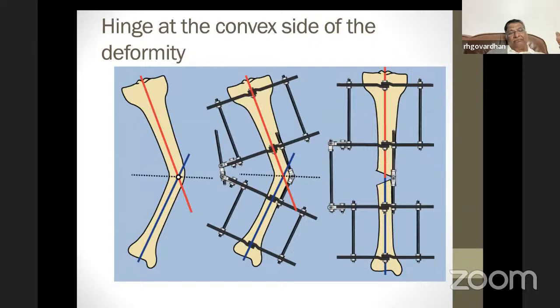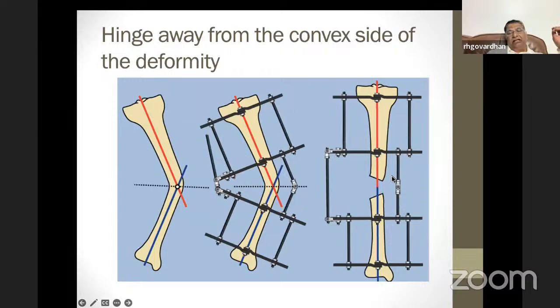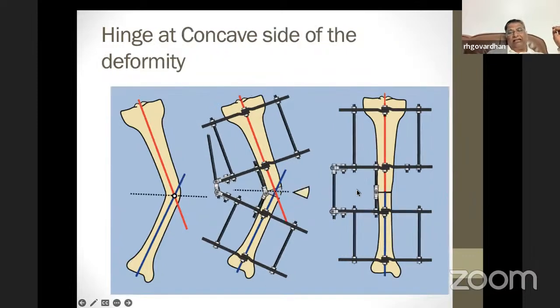Pictorial diagram where the CORA is defined on the bisector line. This is the hinge which has been applied. We have got double level fixation above and below, and an opening wedge has been done. If you keep the hinge away from the bisector line, away from the bone, then you will get correction of the deformity and a lengthening.